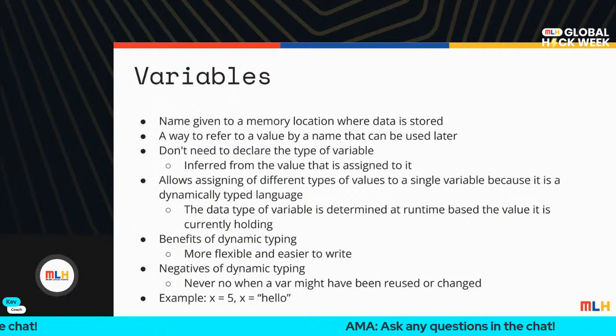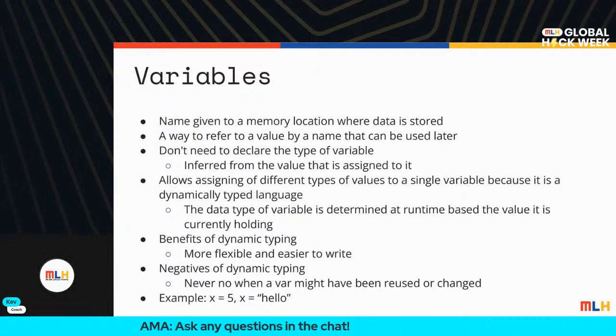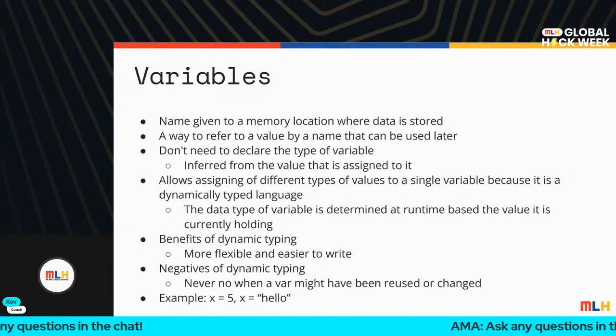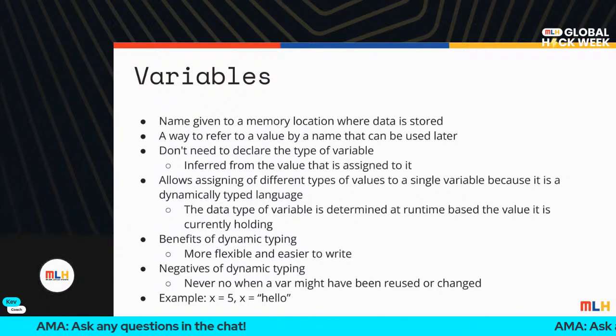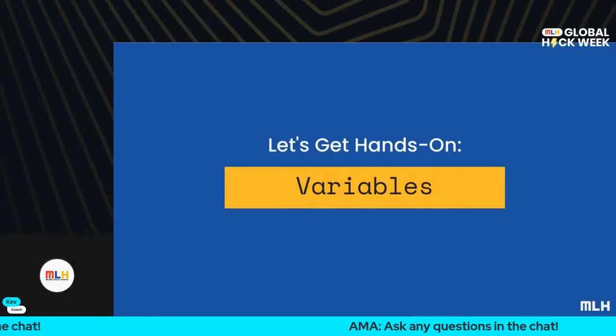We talked about variables, how essentially it's just a name given to a memory location where the data is stored. It's just a way to refer to the value by a name, so you can use it throughout later. In Python, you don't need to declare the variable. It uses something called dynamic typing, which means it infers the type of the variable from the value that has been assigned. We'll talk about the benefits and negatives of that.